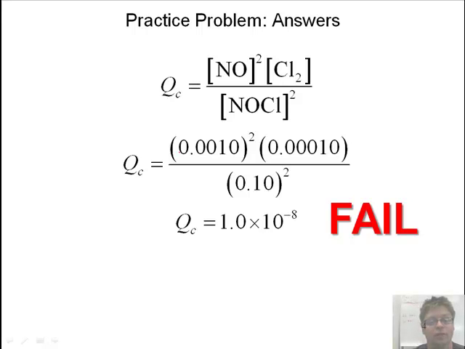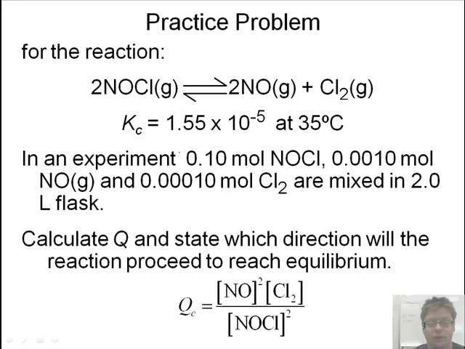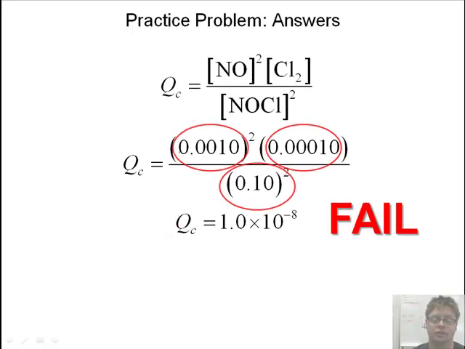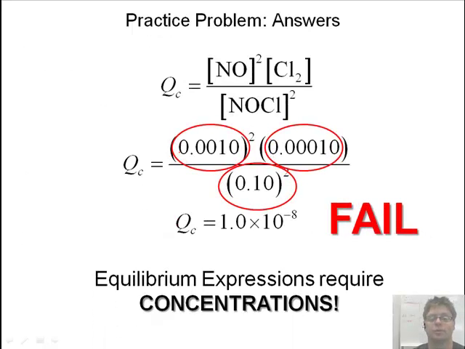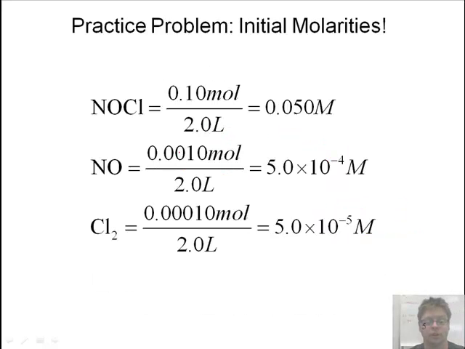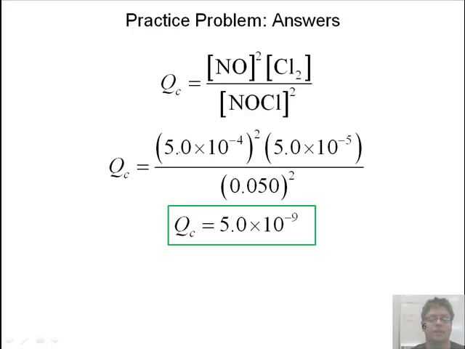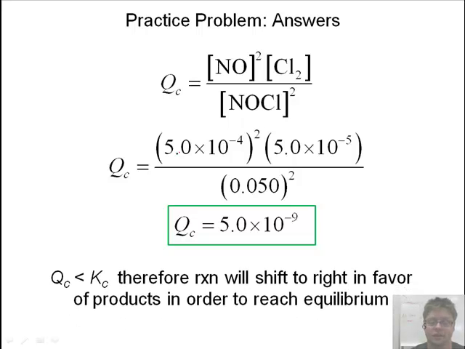Read the problem carefully. Look at what you have. What do you have? You have the moles. You don't have the molarity. Brackets mean concentration of. All of those equilibrium expressions require concentrations, not moles. Concentration is moles per liter. So divide them, get the initial molarities, then plug in the numbers, and you get your Q value, 5 times 10 to the negative 9.